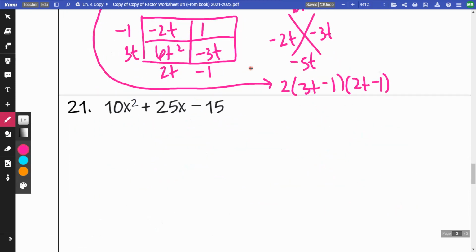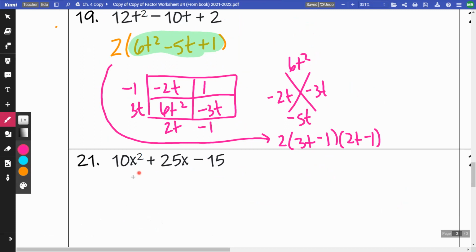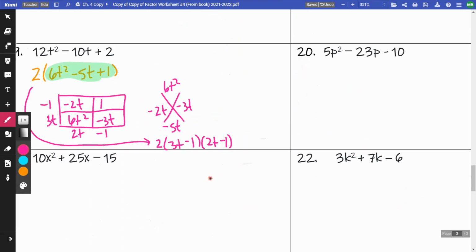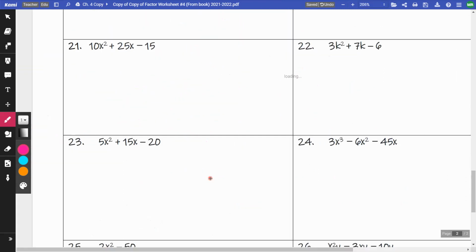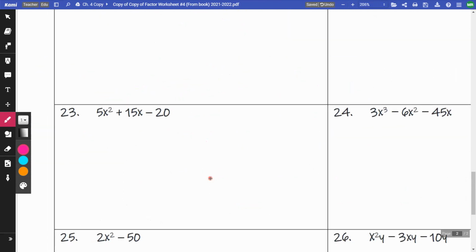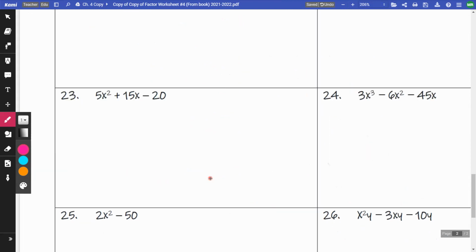21, I would do a similar situation. I can take a 5 from each of those. Then I want to see, hey, when I take that 5 and I'm left with a quadratic, can I factor that? So that's how those types are. Same with 23, you can factor a 5 from it.